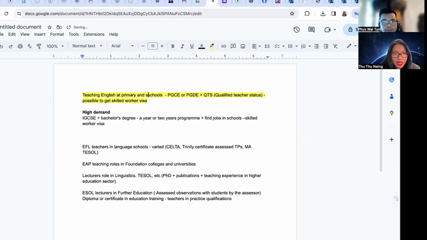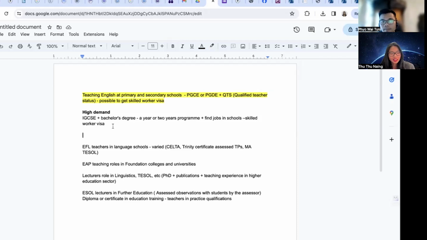Now, you might ask why the jobs are in high demand. It is because of the demanding nature of the jobs. A lot of people don't want to be teachers in primary and secondary schools, especially in the UK, because the work demand is high. And in terms of salary, compared to other jobs, depending on your needs, it's not as attractive as other types of jobs.